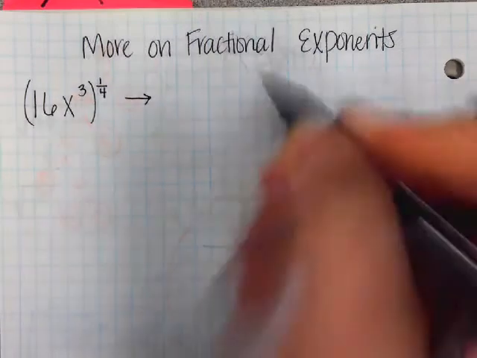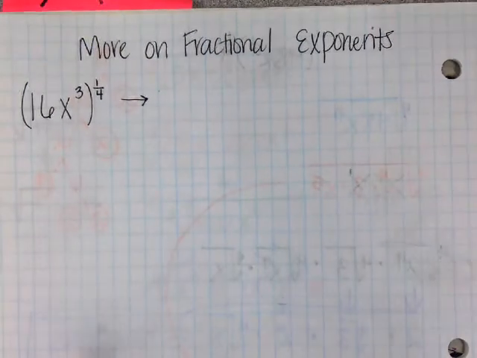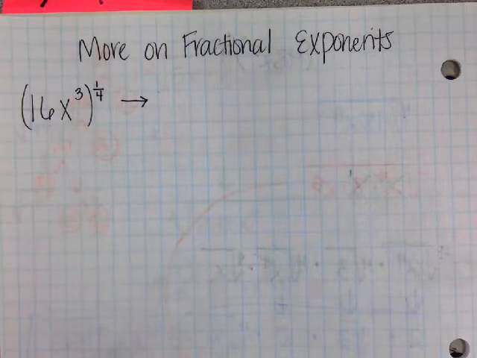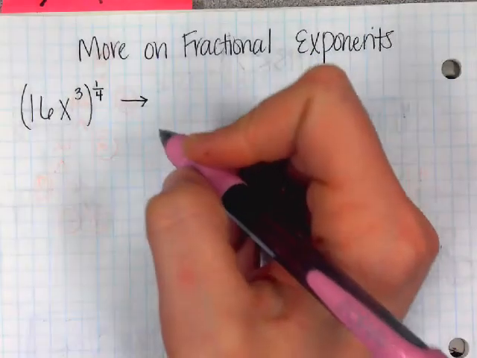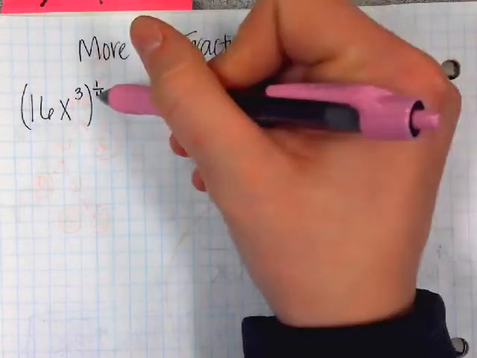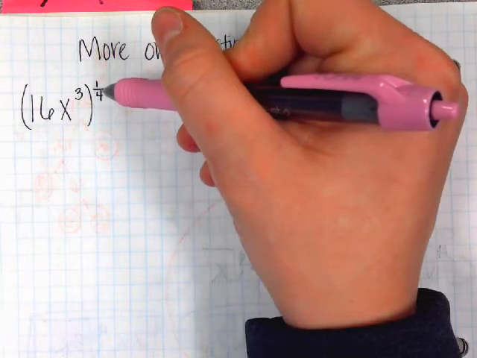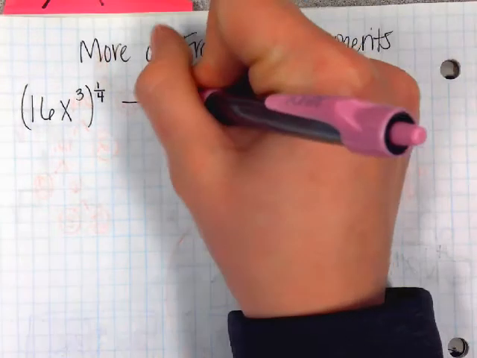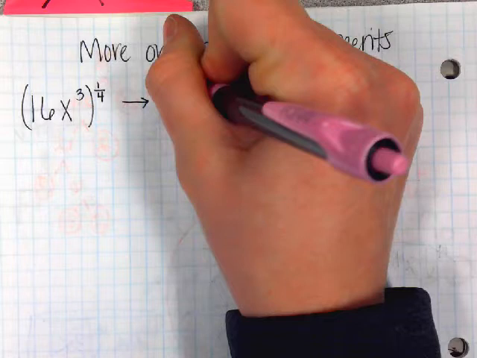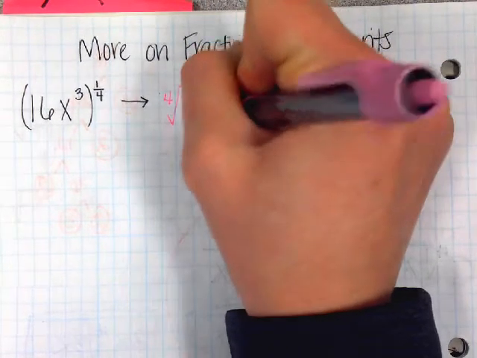I'm actually going to do this problem two ways. This is one of those spots where it's definitely up to you which one makes the most sense, but I'm going to do two different ways and show you that it gives you the same answer. So I'm going to rewrite it in radical form first. So then if I do the 4th root of 16x cubed.